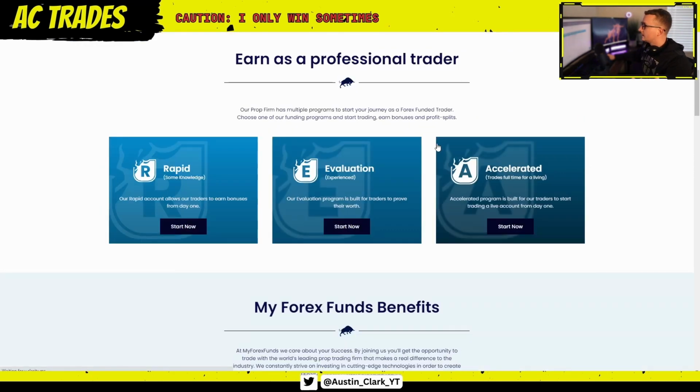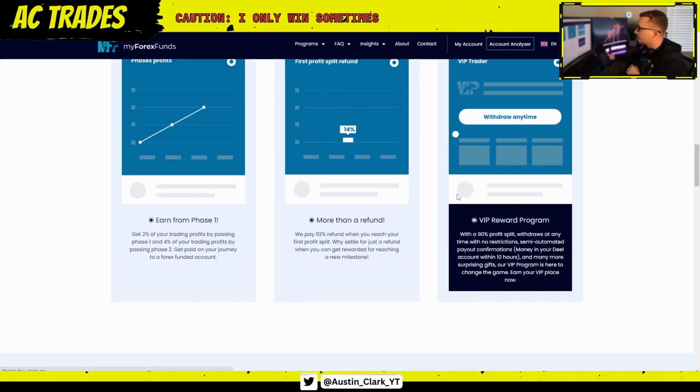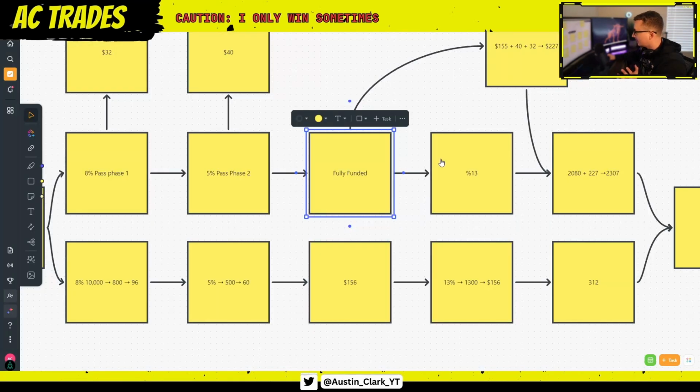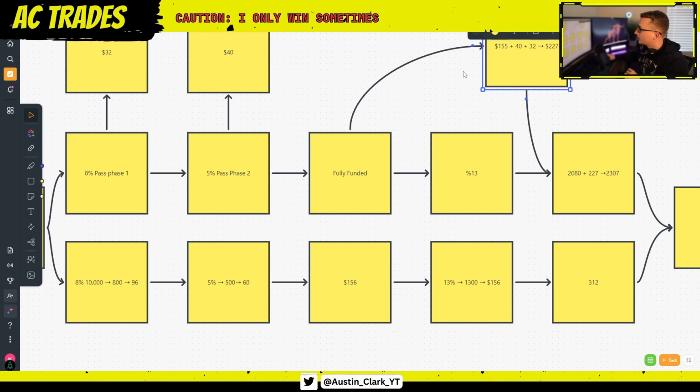This is the crazy thing. You get 112% refund. You can even see it here. You get 112% refund, 2% from phase 1, 4% from phase 2. If we add all that together, I know these are like a lot of numbers. That's why I have a nice little flow chart here. So $155 plus 40 plus 32, the two that you made in the phases, that's $227 you would make literally just passing an evaluation. You got your money back for phase. Oh yeah, and you made $156 in total from your rapid account while passing an evaluation.